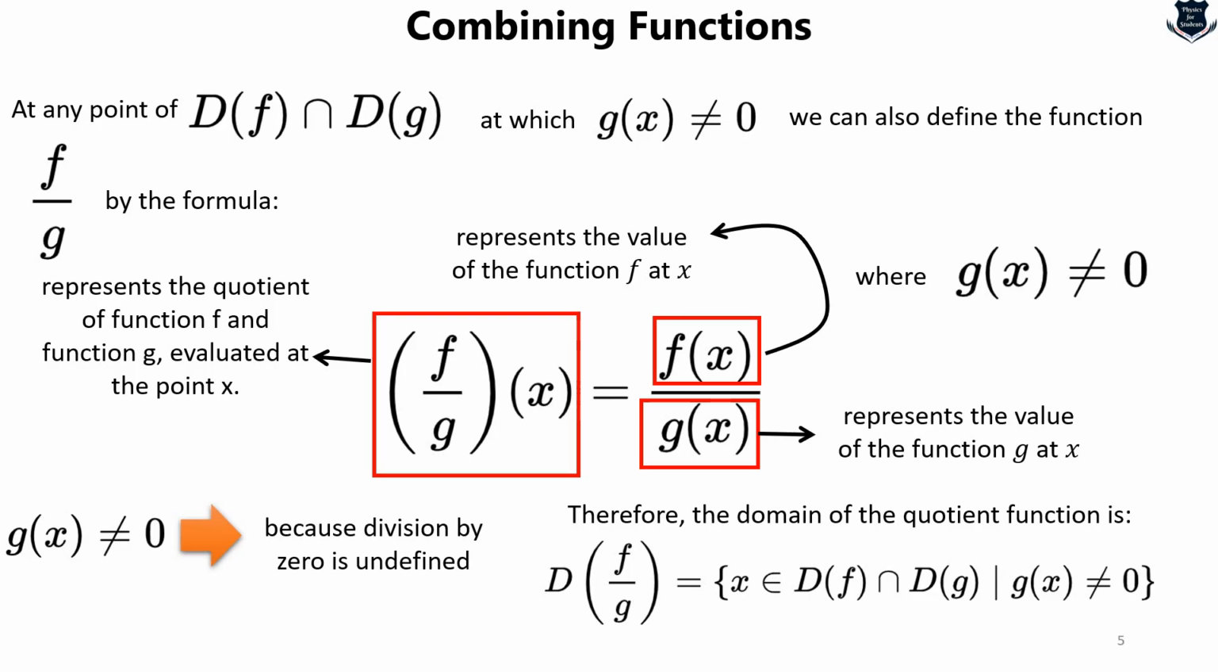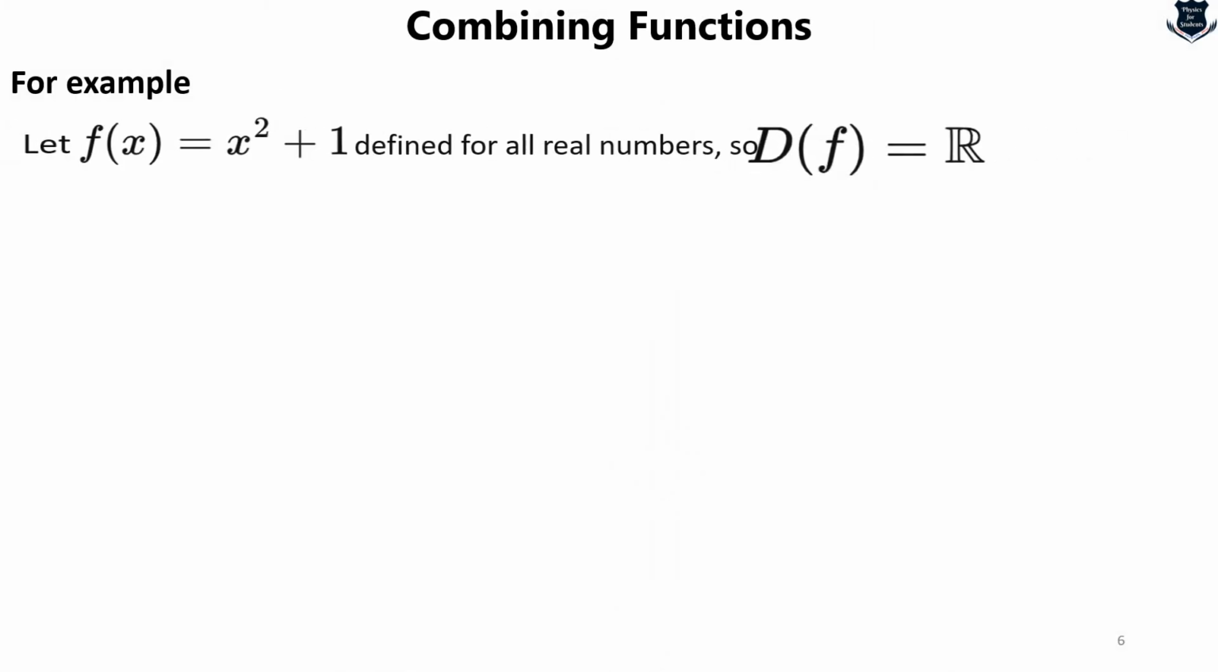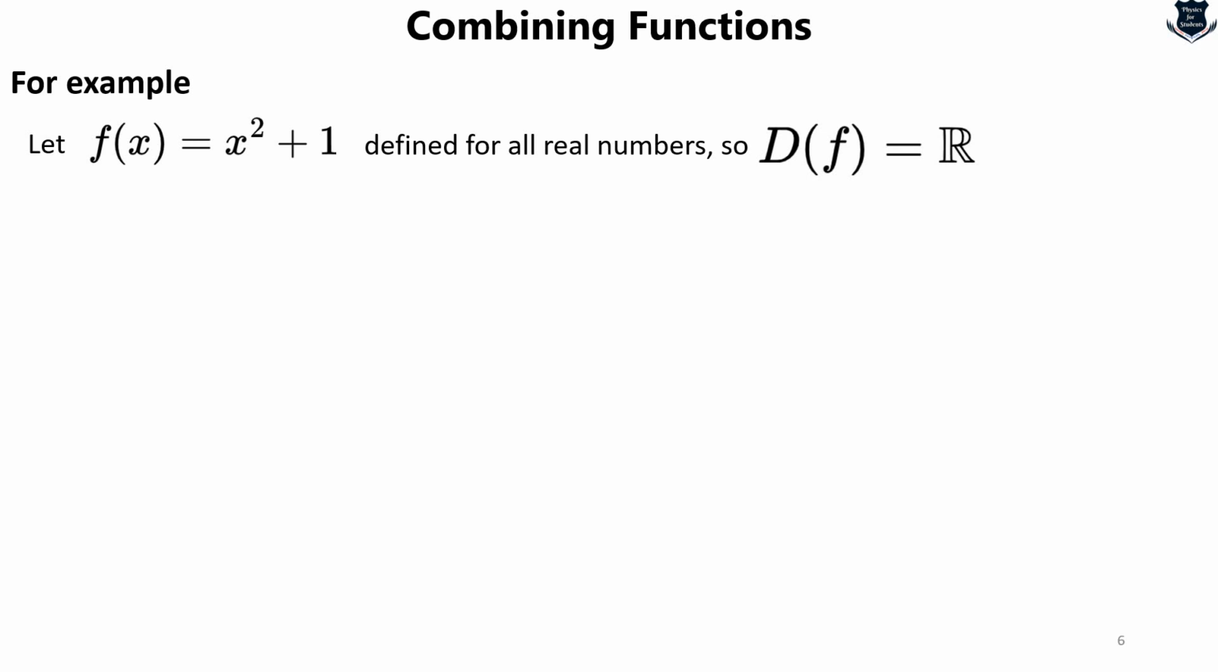So this is a typical way of combining the functions and letting you understand how this happens. Now it would be better if we can show you in an example. So let us take a simple example, f of x equal to x square plus 1, and this means that it is defined for all real numbers, which is this R, which means the set of real numbers.